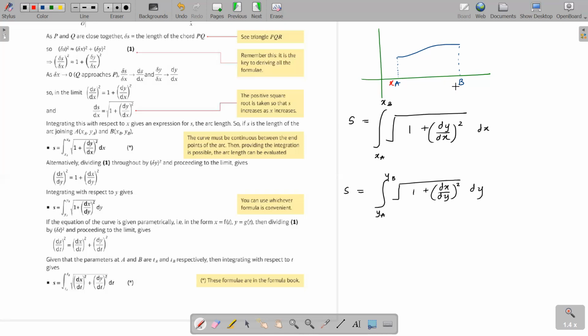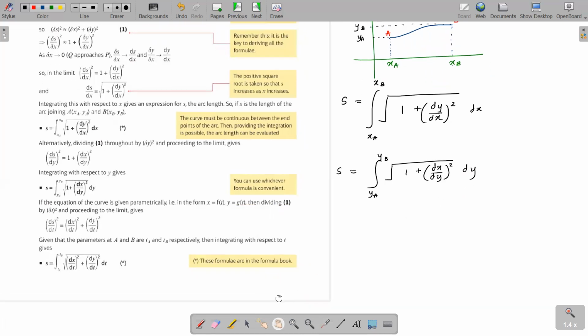So again, this is xa and xb, point A and point B, and this is the y value at point A and this is the y value at point B. Then you can see in here that we can find the same arc length by using this formula: the root of 1 plus (dx by dy) whole thing squared. You see the difference in the two equations. The earlier one was dy by dx. This is dx by dy, whole thing squared, and the integration is happening with respect to y.